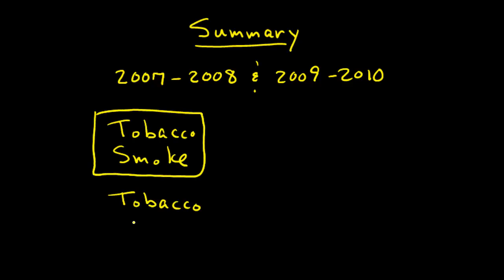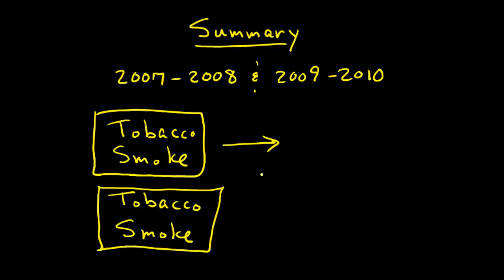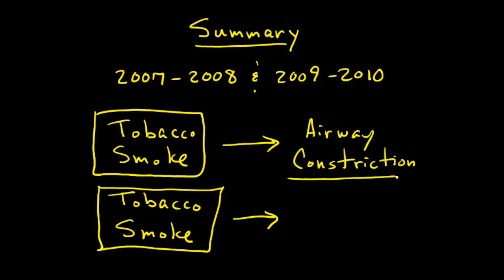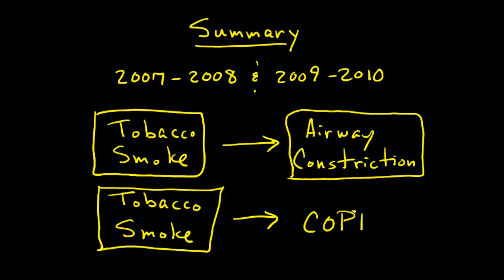Okay, so I've chosen the causes and outcomes for two different models, and I'm going to be taking my data from the 2007 and 8 and the 2009 and 10 cycles. For both models, my causes or exposure variables are going to be the same: tobacco smoke exposure. And I'll have two different outcomes. In one model, I will be looking at airway constriction as the outcome, which will be a continuous variable. In the other model, I'll be looking at COPD, which is a binary variable.